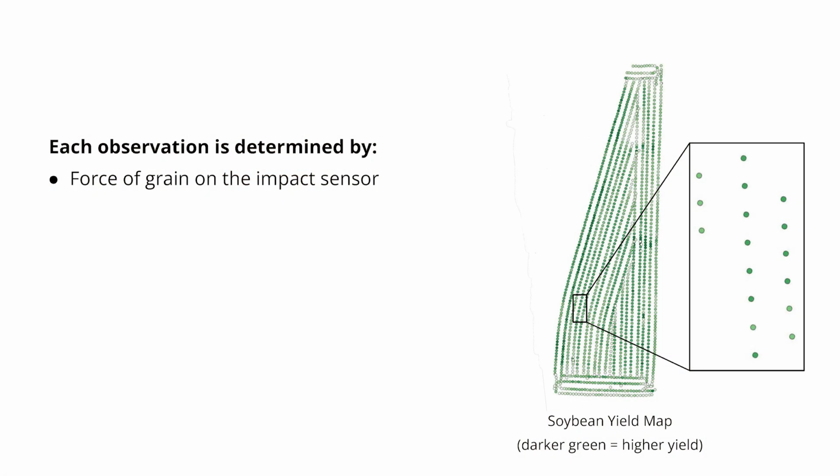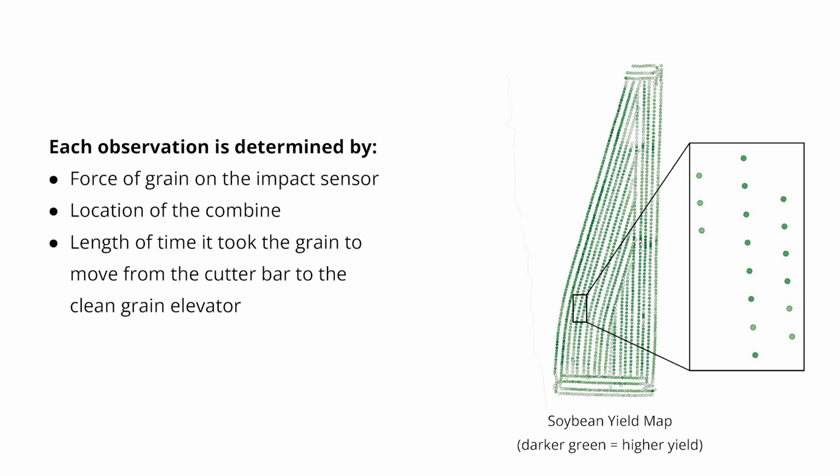In order to get a single point on this map, the yield monitor and the software associated with it need a few pieces of information. The first is the force of the soybean grain as it hits the impact sensor in the combine. We also need to know the location of the combine at the time that the impact sensor reading was taken, in combination with the length of time that it's taking plant material to move from the cutter bar at the front of the combine through the threshing machinery and then up the clean grain elevator.